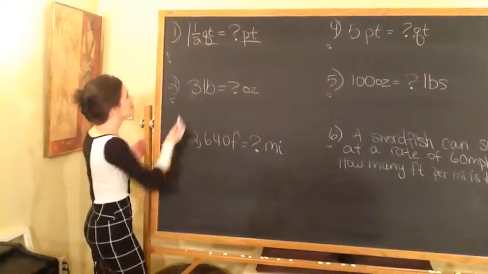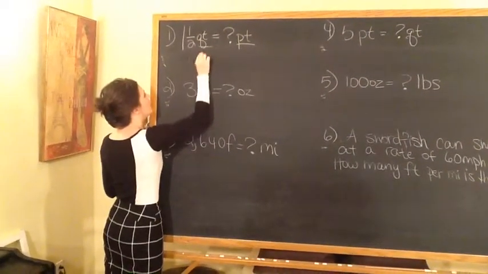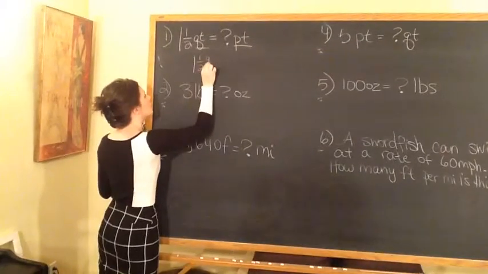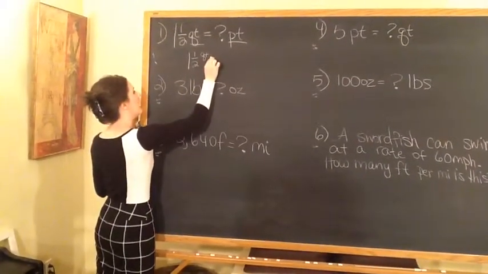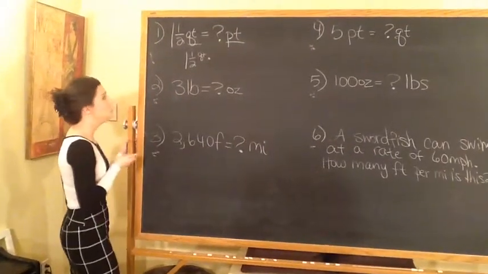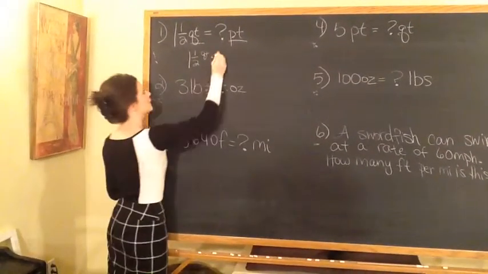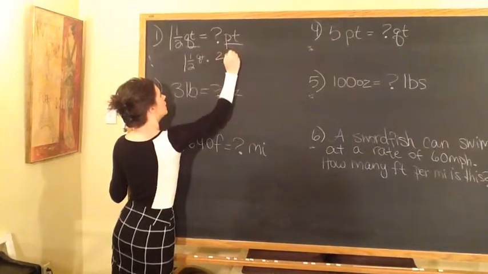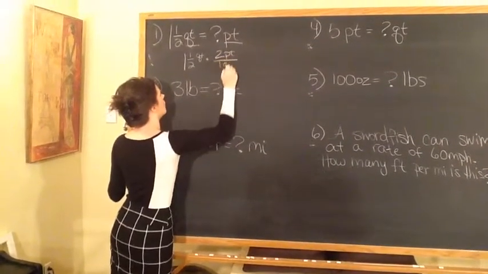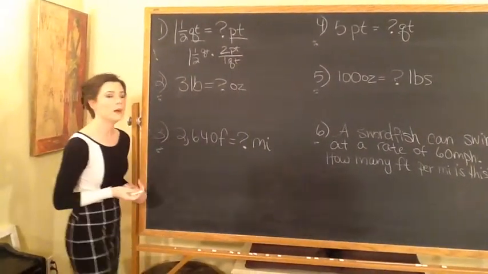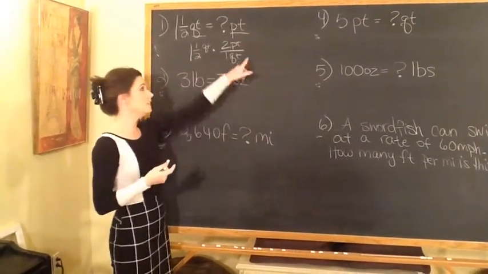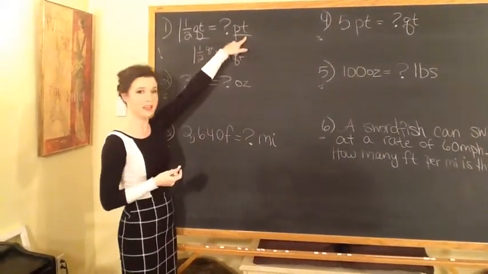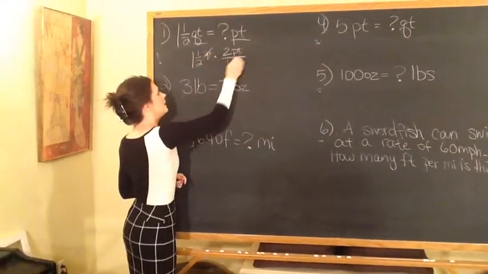So we will find out that if I set up my equation as 1 1/2 quarts multiplied by, we have 2 pints in 1 quart. That means we are going to have 2 pints in our numerator over 1 quart. Now, how did I know it's 2 pints over 1 quart? It's because my quarts need to be in the denominator so I can cancel them out, and I'll be left with pints. So my quarts are going to cancel.